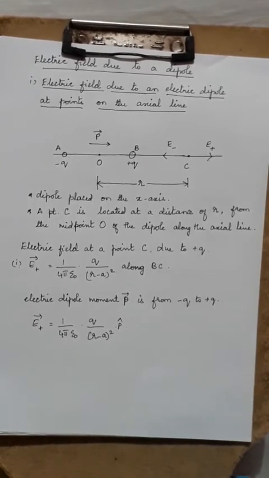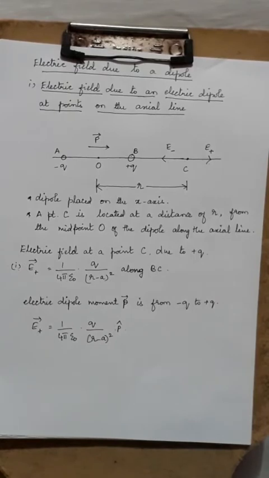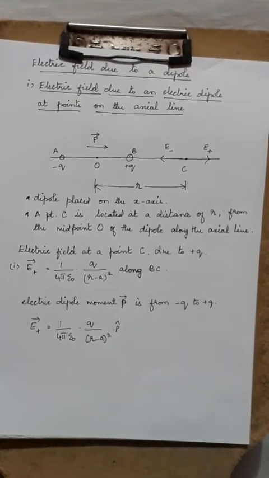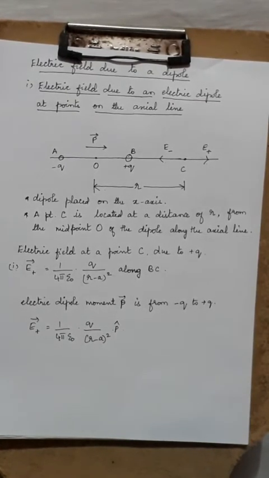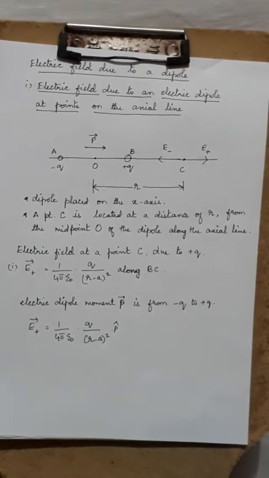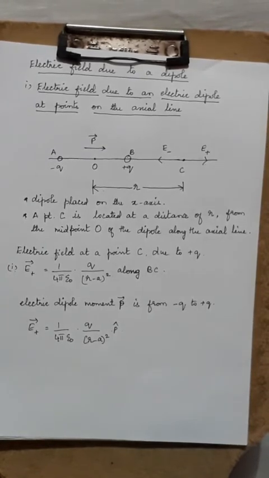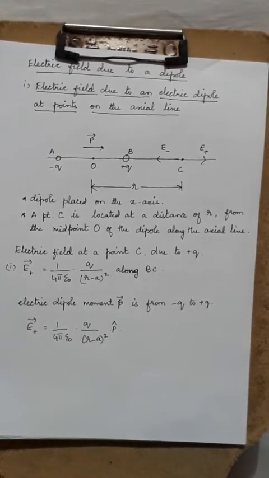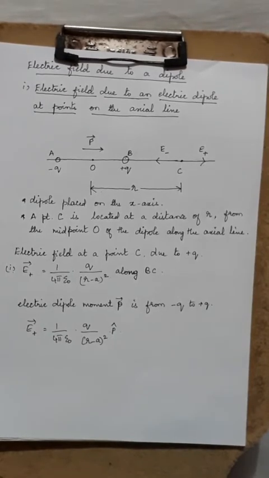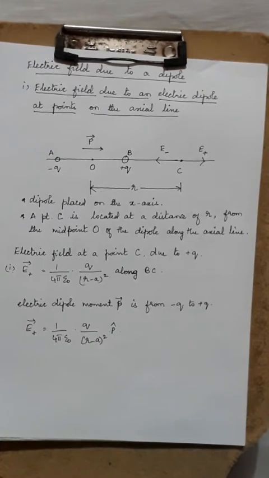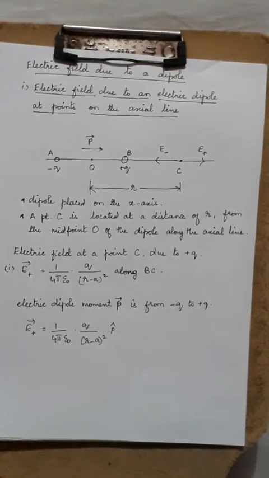You have brought a test charge from infinity and it reaches a point, then that force that you have calculated per unit charge will be the electric field. So that expression was equal to 1 by 4 pi epsilon naught q by r square. That is what the electric field was.